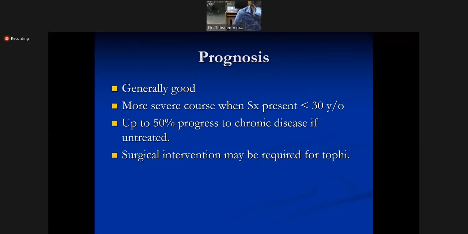Now the prognosis. What is the prognosis of gout? Generally good. A lot of patients have increased uric acid level and acute gout, but don't develop chronicity because of these measures. When they use drugs properly and avoid certain foods and medicine, they remain free of symptoms. 50% progress to chronic disease if untreated. Usually, patients get treatment and do not progress to chronic disease.